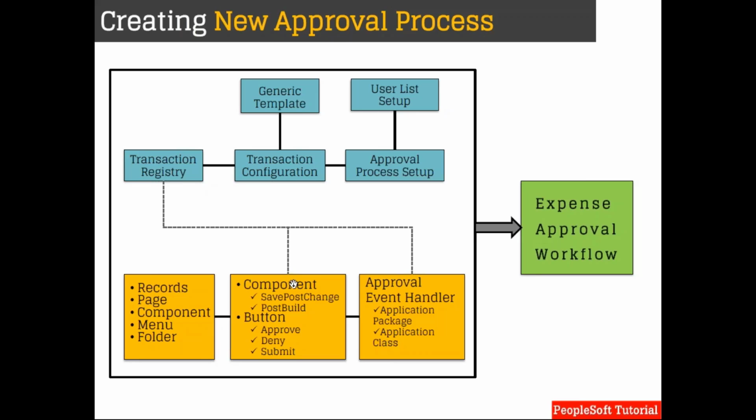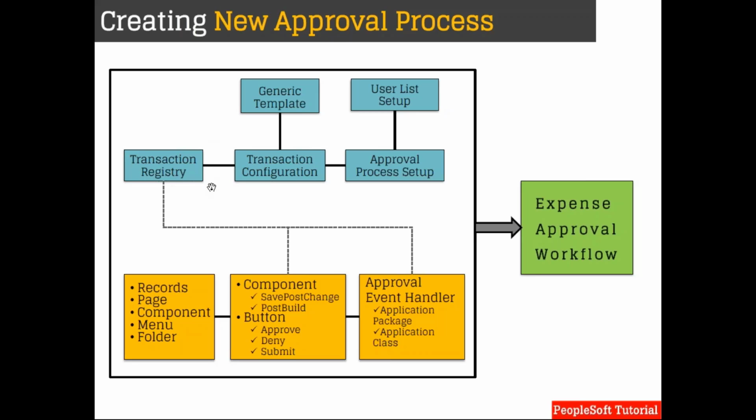Then the developer will go back and provide some code. Some of the code is predefined. I mean, some of the code is always in the same shape, so we need to just make a few changes here and there. Otherwise it is almost the same. We just need to provide the process ID generated here in that code. So we need to put some code for approve, deny, submit, save, post change and post build, and hand it over to the business analyst.